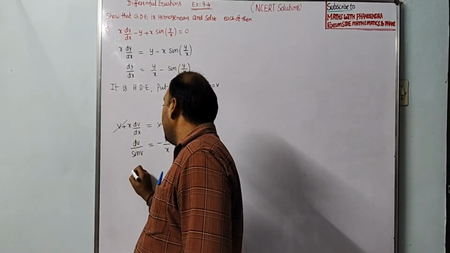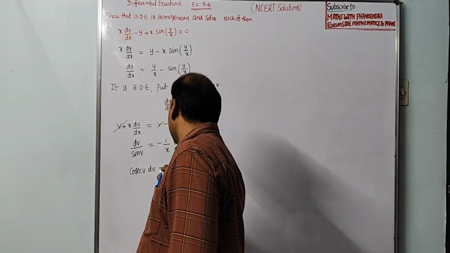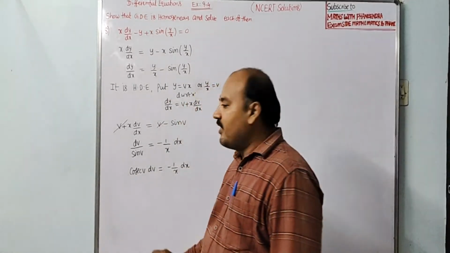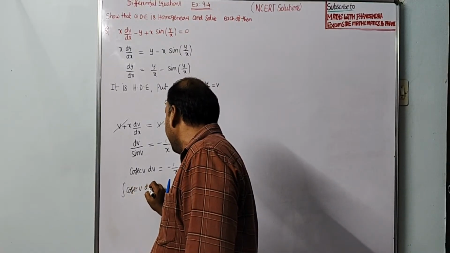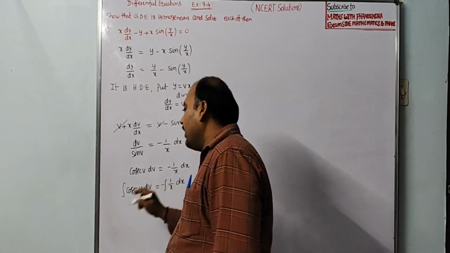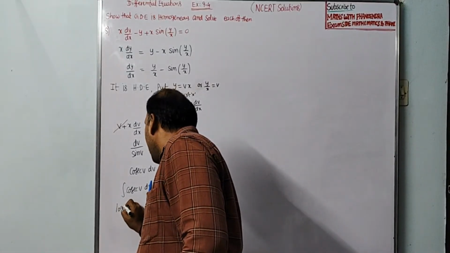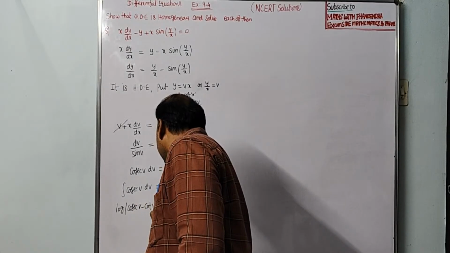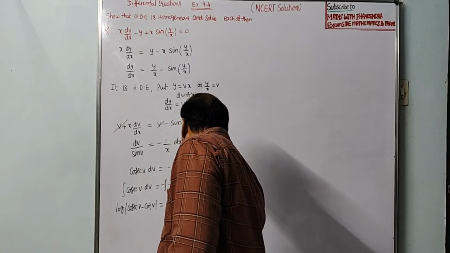Integral 1 by sine v is what? Cosecant v into dv is equal to minus 1 by x into dx. After separating the variables, taking integration on both sides, integral cosecant v dv is equal to minus integral 1 by x dx. Integral cosecant x is log mod cosecant x minus cot x. So, log mod cosecant v minus cot v is equal to minus log mod x plus log c.